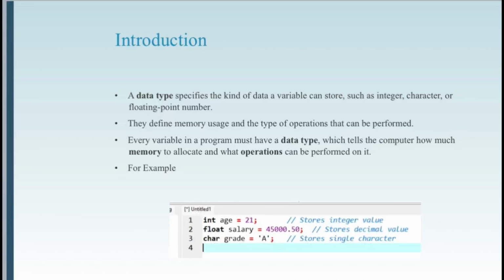Here is one example of data types: integer, float, and character. int age = 21, float salary = 45,000.50, and char grade = 'A'.